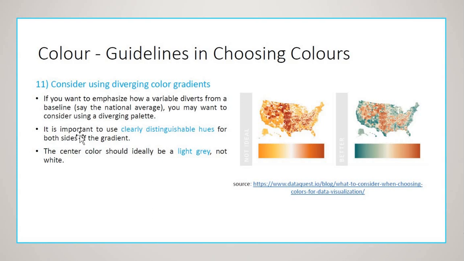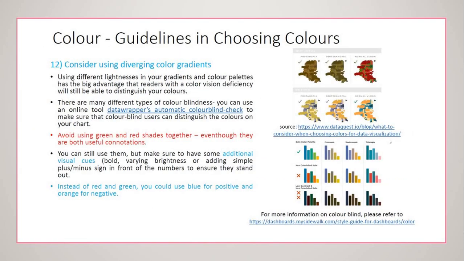Okay, we can see this one. Consider using diverging color gradient. Okay, yang ni lebih mudah berbanding dengan sebelah kiri. If you want to emphasize how variables diverge from baseline, you may want to consider using diverging palette. It is important to use clearly distinguishable hues for both sides of the gradient. The center color should ideally be light grey, not white. Okay, and then this one.